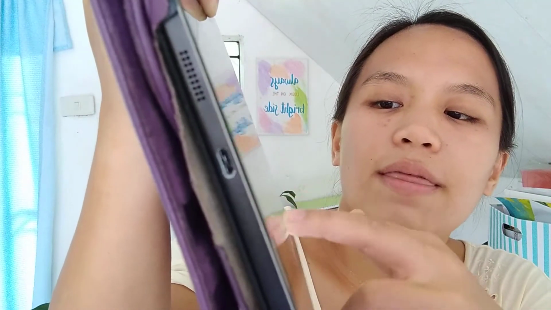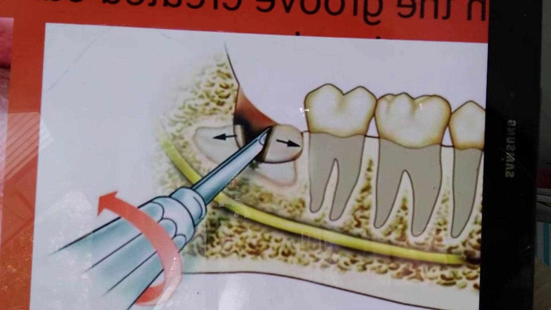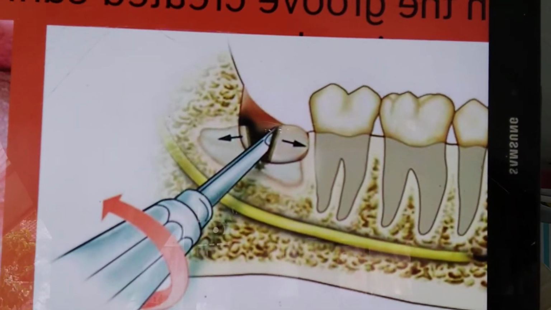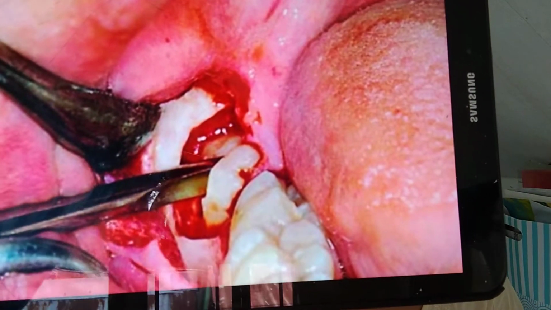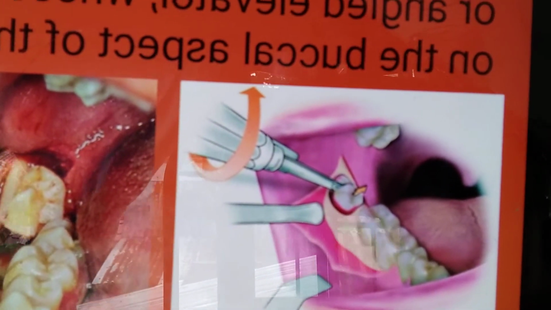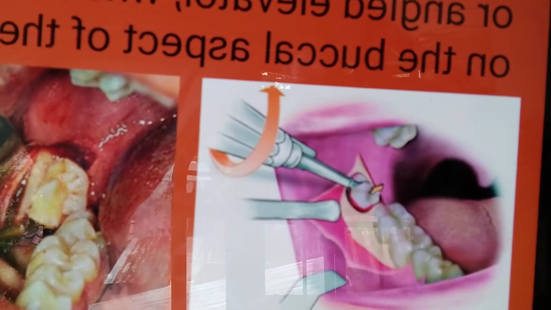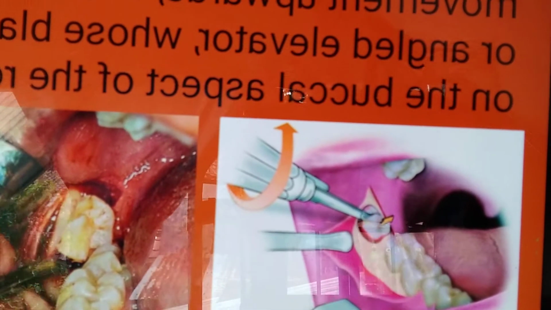The next one is a groove is then again created vertically to the long axis of the tooth using a fissure burr at the cervical line of the tooth to separate, of course, the crown from the root. And again, you're going to create a groove here using a burr, and it should not be deep since the mandibular canal is often found in close proximity to the tooth and there is a risk of injuring the inferior alveolar nerve.